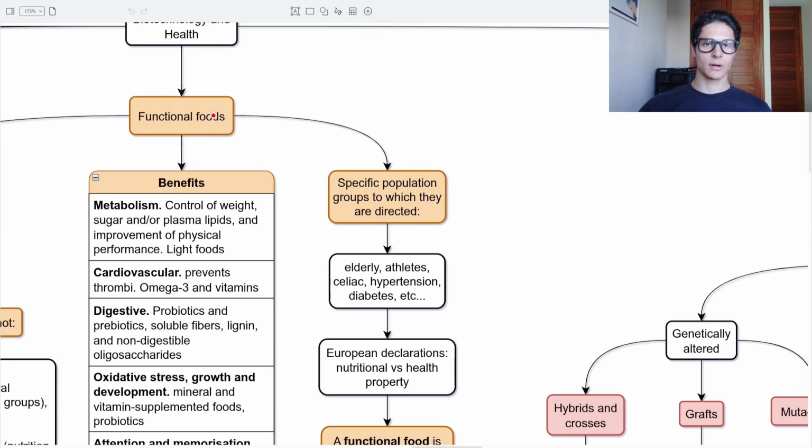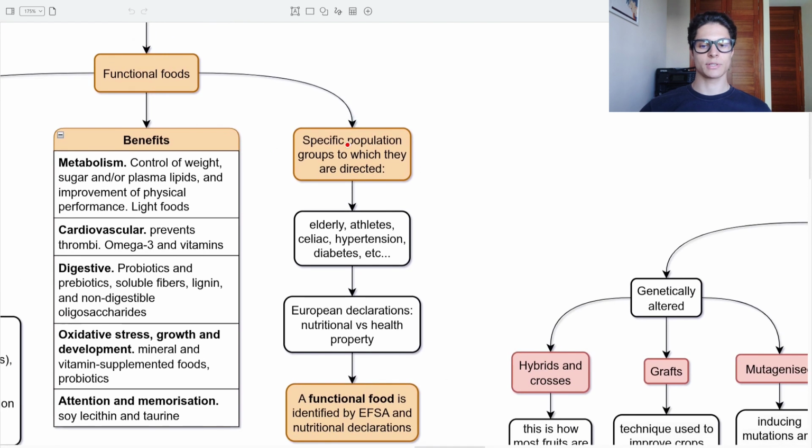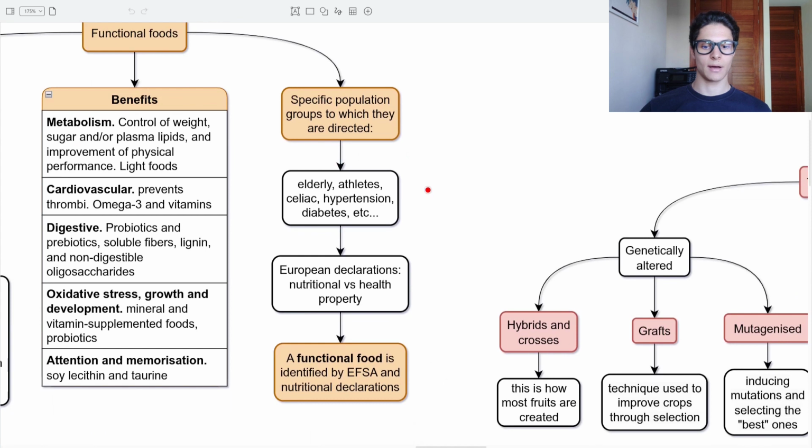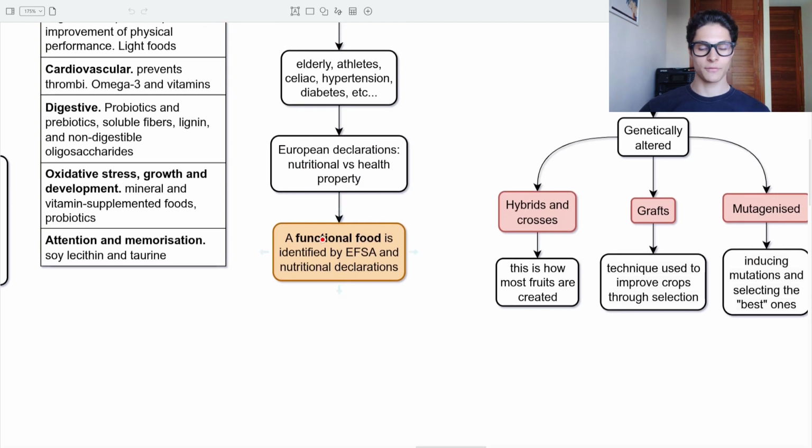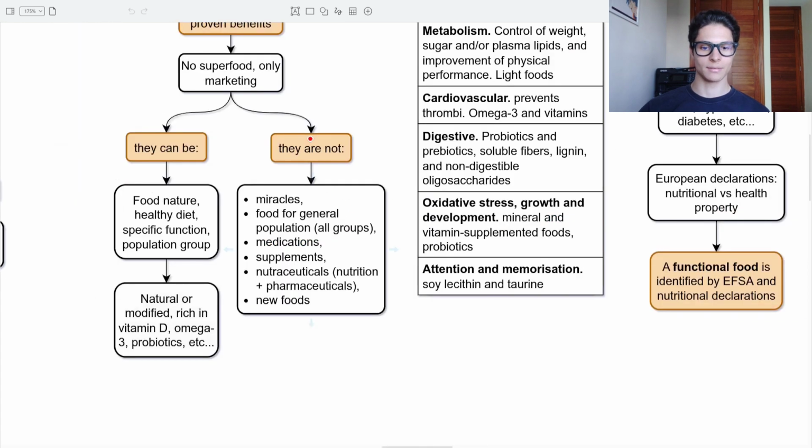So functional foods are not for the general population, and these are the specific population groups to which they are directed. The elderly, athletes, celiac people, hypertension, diabetes, etc. So specific groups. The European declarations say that they must provide either nutritional or health property to be considered as functional food. And a functional food is identified by the EFSA and nutritional declarations. So not everything can be a functional food. Again, many of them are not.